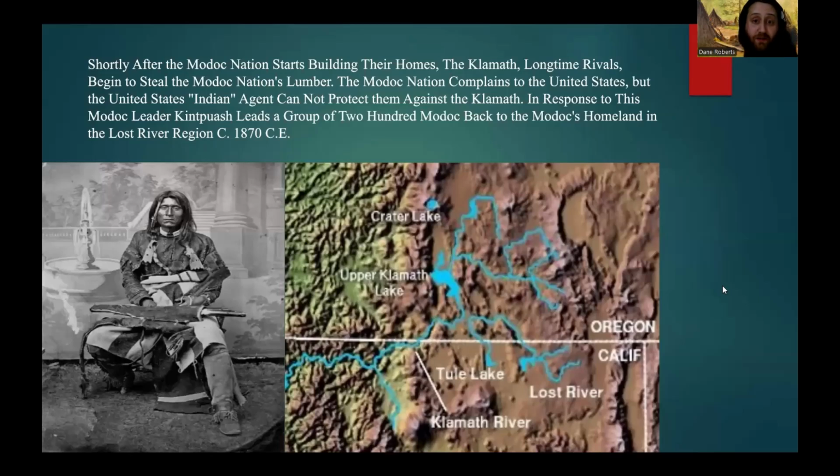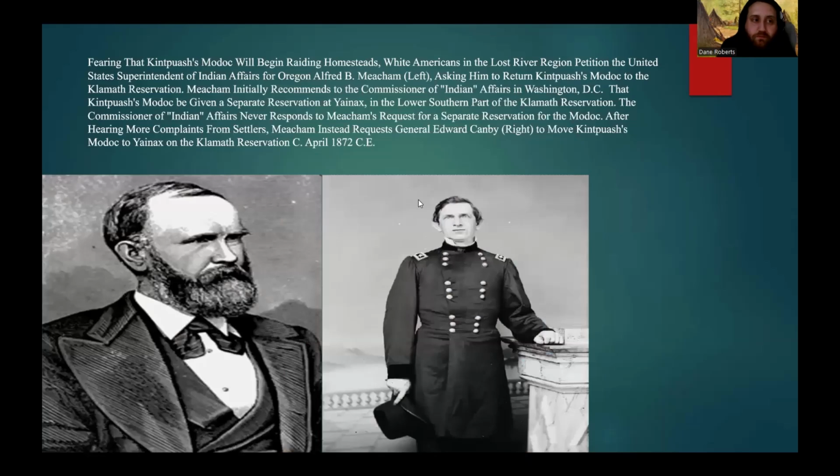Shortly after the Modoc Nation began building their homes in the Klamath Reservation, the Klamath, longtime rivals of the Modoc Nation, would begin to steal the Modoc Nation's lumber. The Modoc Nation would complain to the United States, but the United States Indian agents could not, and also very likely refused to protect the Modoc Nation against the Klamath. In response to this, Modoc leader Kent Puash, I apologize if I butchered that, would lead a group of 200 Modoc back to the Modoc's homeland in the Lost River region in 1870 CE.